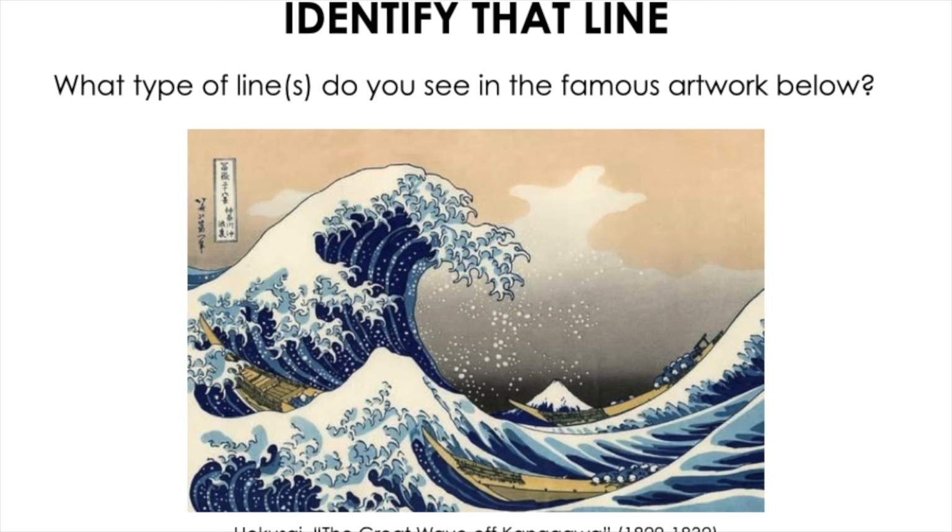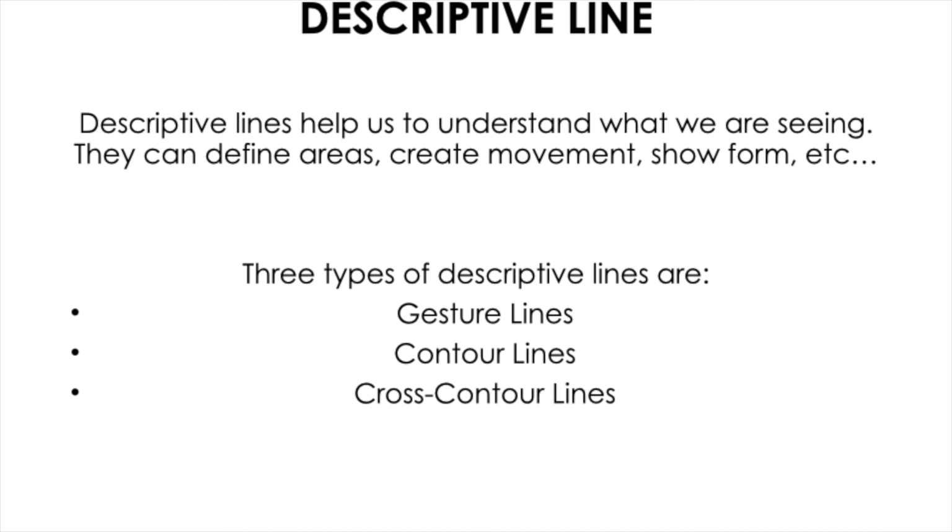Okay. So those are all of our expressive lines. Now we're going to talk about another group of lines that we call our descriptive lines. Descriptive lines are lines that we use to help us understand what we are seeing. They can define areas, create movement, show form. These three types of lines are gesture lines, contour lines, and cross-contour lines. You may want to jot those down.